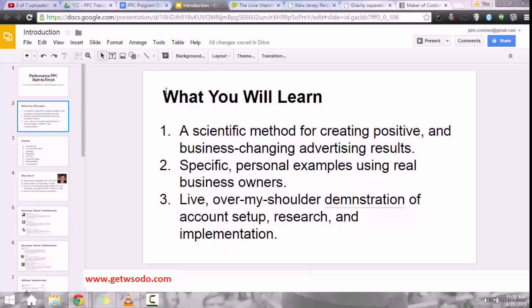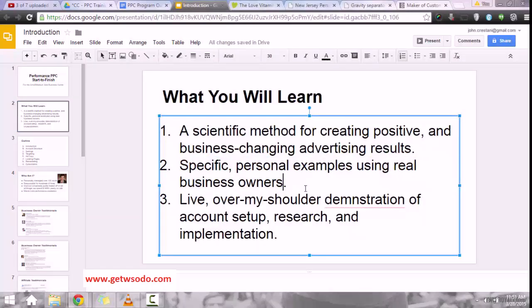One, I'm a very quantitative person, so this will be a scientific method for creating positive and business changing advertising results. This is going to be buffeted by my own personal experience working with hundreds of businesses and accounts in different industries, and what I've seen works best.